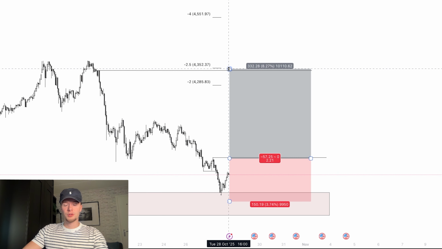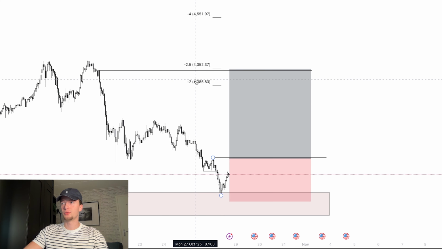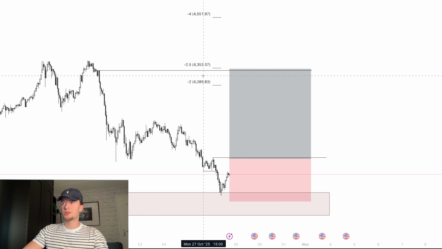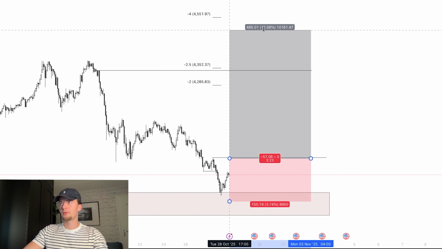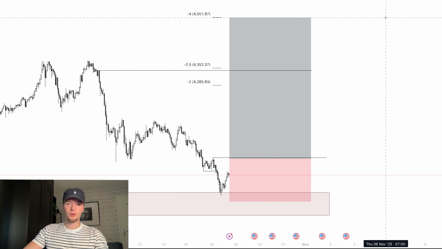So my first take profit target is going to be that 1 hour wickless candle to the downside, and it's also between the -2 and -2.5 area of the standard deviation levels. And my second take profit level is going to be a new all-time high, and it's going to be around the -4 standard deviation. I hope you guys learned a lot about this.